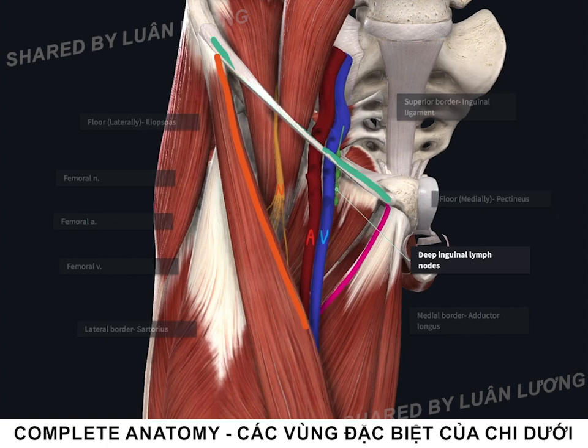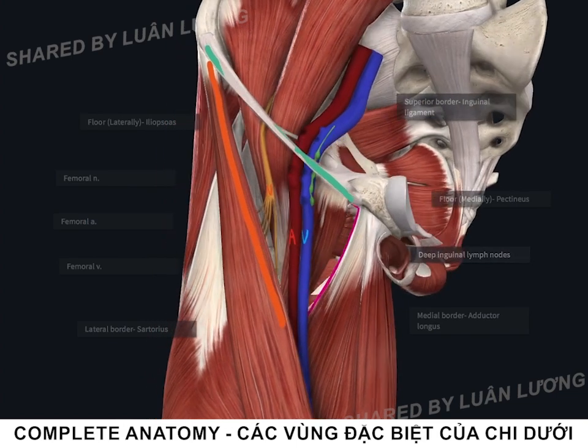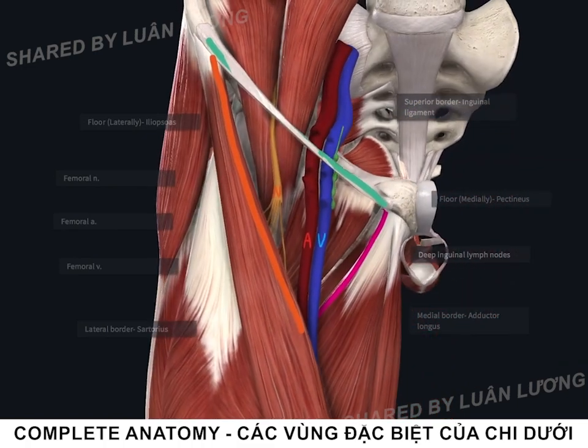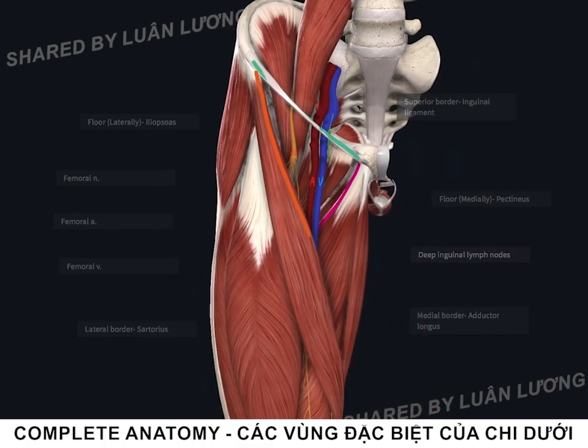So NAVEL is going to stand for the femoral nerve, femoral artery, femoral vein, and then lymph nodes, which are predominantly the deep inguinal lymph nodes. So the lymph from our lower limb is going to enter the abdominal cavity by passing medial to the femoral vein within this space.